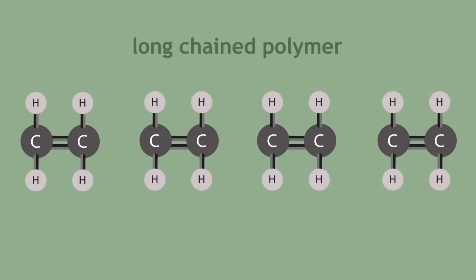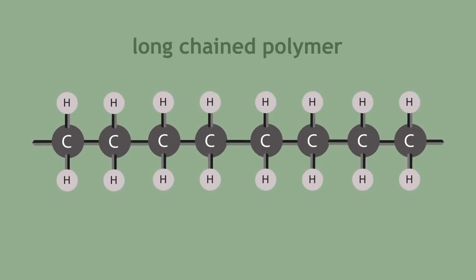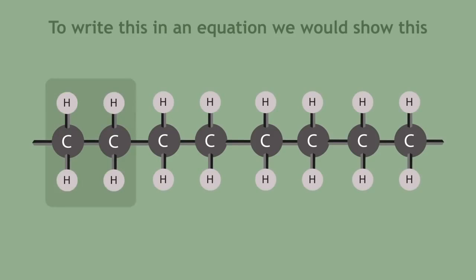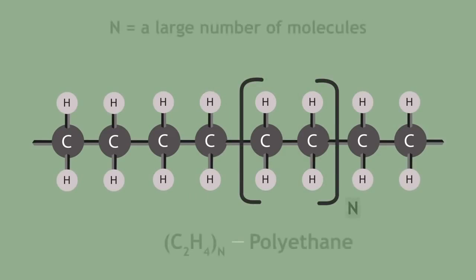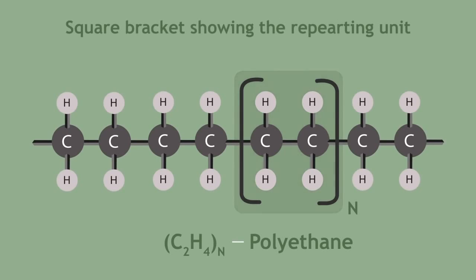Here is an ethene molecule in a row, and under high pressure the double bonds break and the remaining molecules attach in series to form a long chained polymer. To write this in an equation, we would show this, where n represents a large number of molecules and the square bracket shows the repeating unit.